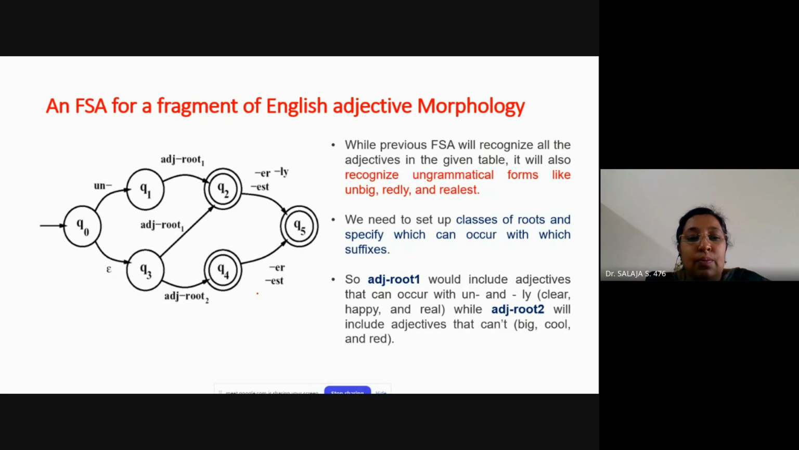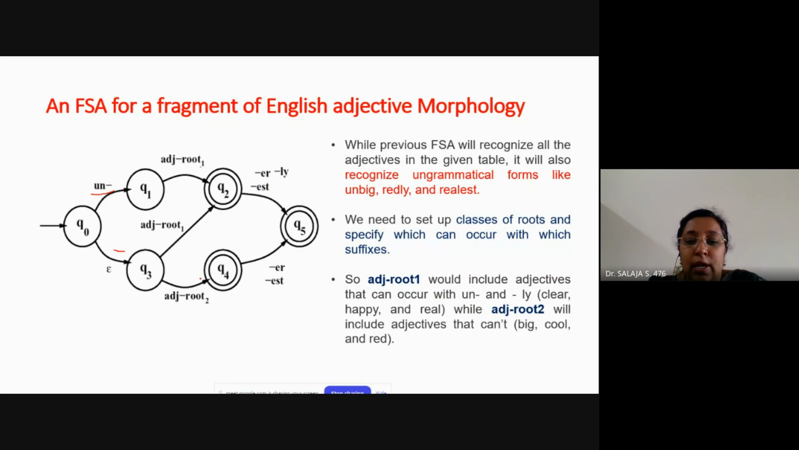So this is how every information is being taken into account. Sometimes we'll have more adjectives. So what have they done? They have talked about certain adjectives. These are both root one. Either they follow the prefix or they don't follow the prefix. And once they are in Q2, you can combine with er, ly, and est.